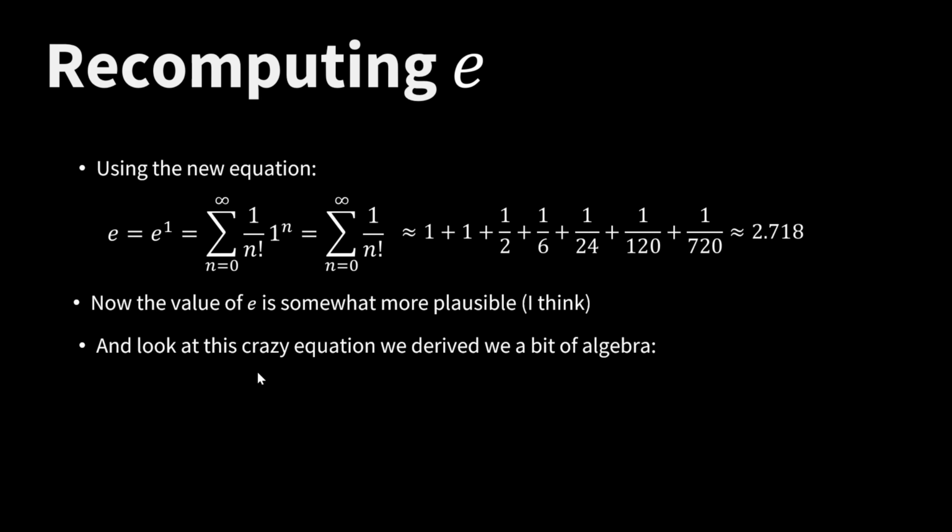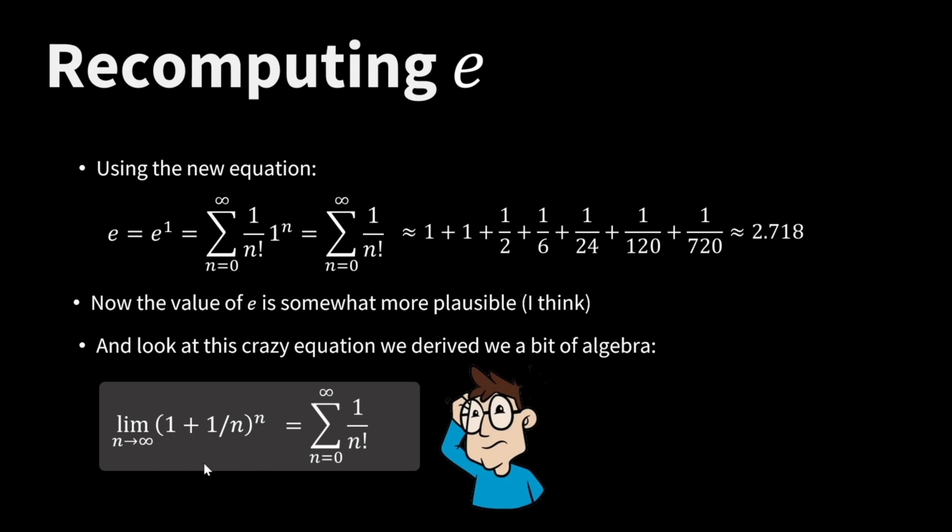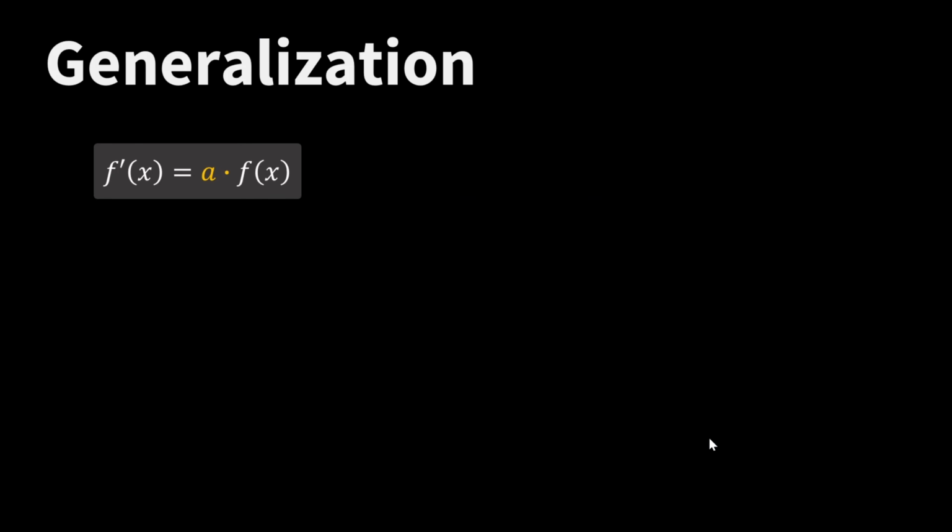Now look what crazy equation we just derived with a little bit of algebra. We found that the limit as n goes to infinity of (1 plus 1 over n) to the power of n is the same as the sum n equals 0 to infinity of 1 over n factorial. This is very far from being a trivial equation. However, we need to generalize our findings a little bit.